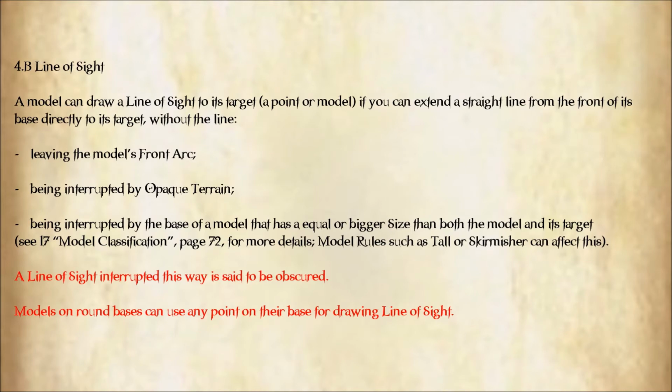So I think the line of sight part of that sentence should have been here. If you read it this way, anything that hits one of those clauses up there becomes obscured. And then as a footnote, models on round bases can use any point, as opposed to their front. We think they just messed up. This thing's not written as well as you'd like anyway, but this is just a typo of sorts, a bad edit. Moving on real quick.